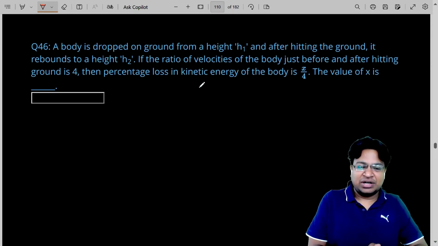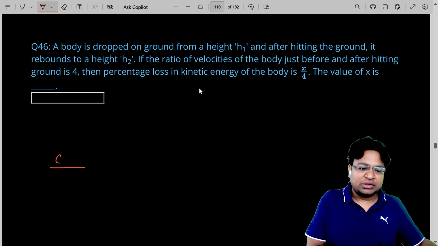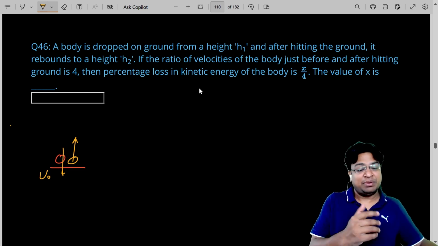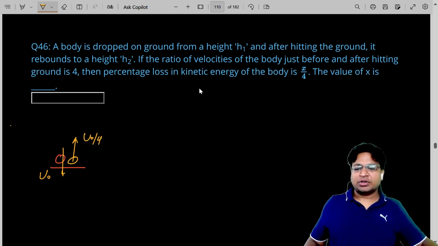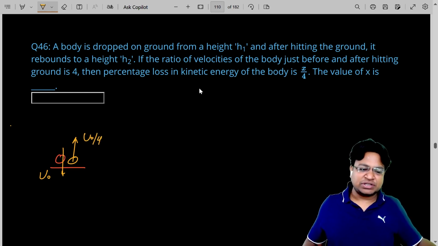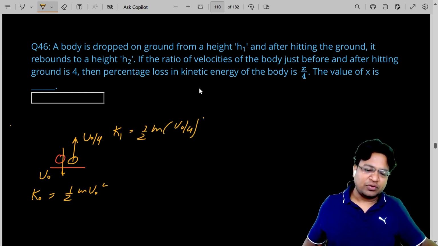Okay, now we come to the numerical section. It says a body is dropped on the ground from a height h1. After hitting the ground, it rebounds to height h2. The ratio of the velocities of the body just before and after hitting the ground. So the body hit the ground with some velocity, let's say u naught, and then it rebounded with some velocity, which will of course either be less than u naught or may be equal to u naught if there is no loss of kinetic energy, but there was loss and it became u naught by 4. Now the question asks for the percentage loss in kinetic energy. So let's understand here: if the kinetic energy before the strike was half m u naught square, then the kinetic energy after the strike would be half m into u naught by 4 square. So it is k naught by 16.